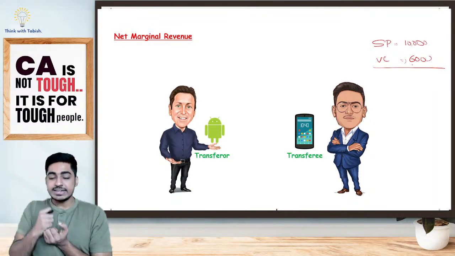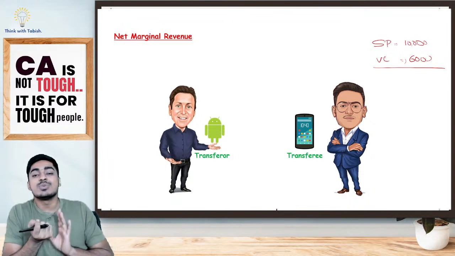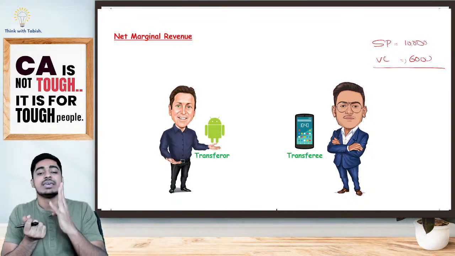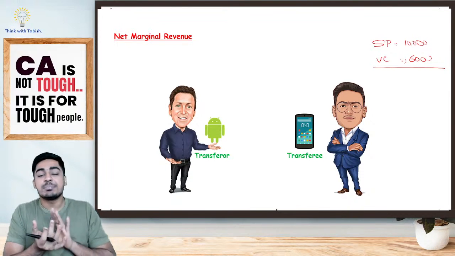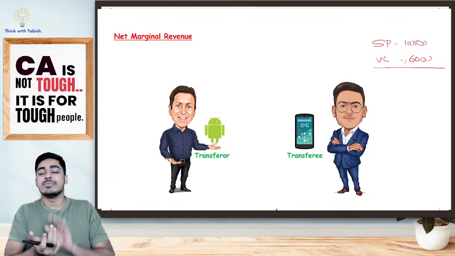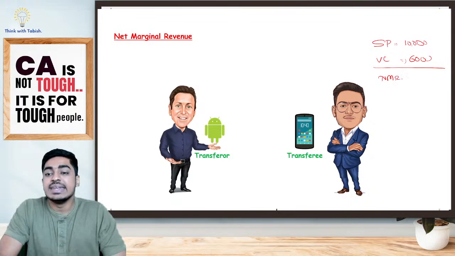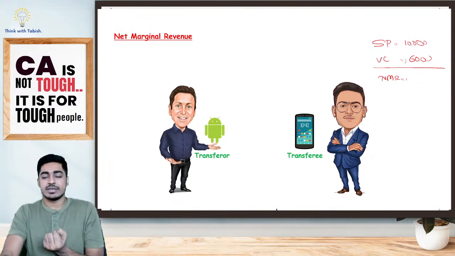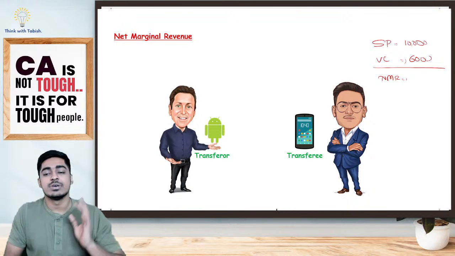So I will get 10,000 if I sell the phone. 6,000 I have paid. Now, net cash, how much is there? 4,000 is there. Maximum I can pay 4,000 for the Android. This is the net marginal revenue I have in my hand. Is it clear, students? Net marginal revenue means how much net cash I have in my hand, the maximum cash I have because of this. That much maximum I can give.